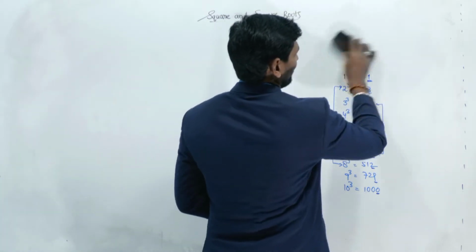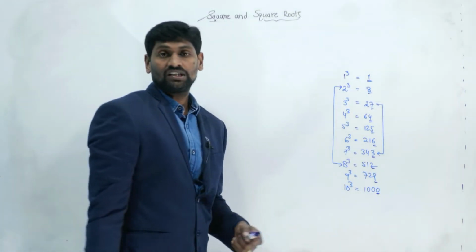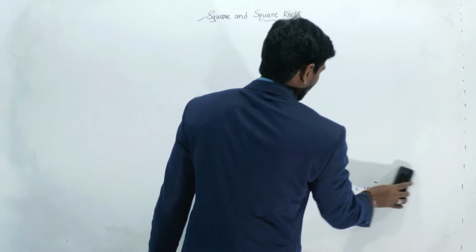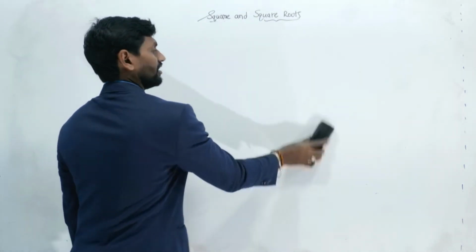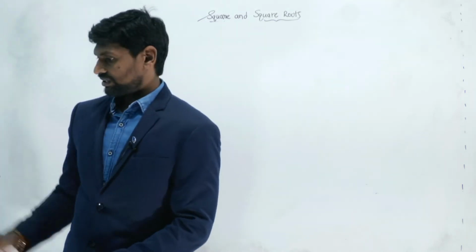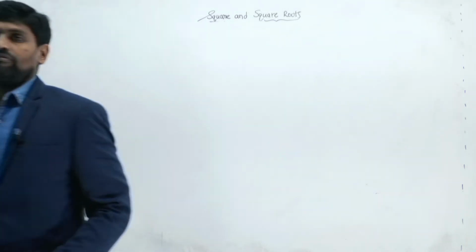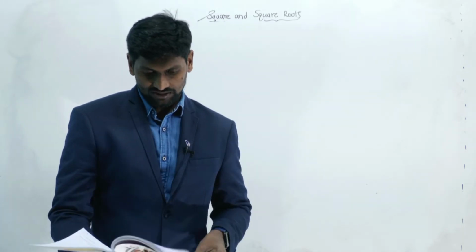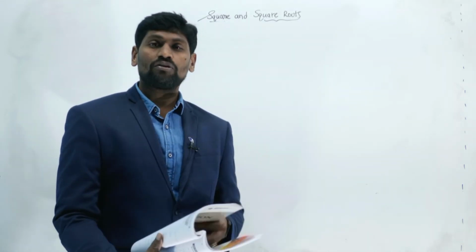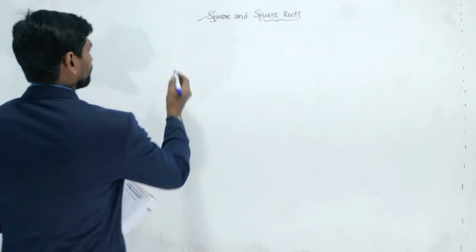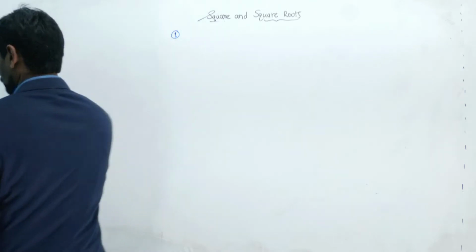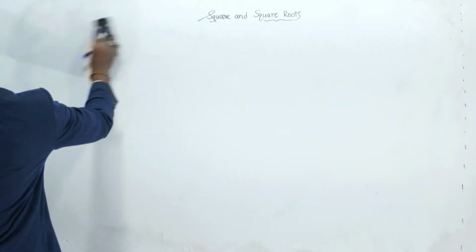A number multiplied by itself 2 times gives its square number. A number multiplied by itself 3 times gives its cube number. Let us see some examples. That means practice problems are there. First question, practice sheet. I am writing here.